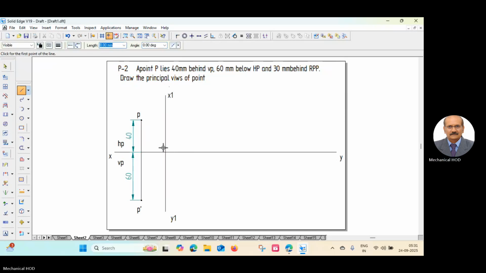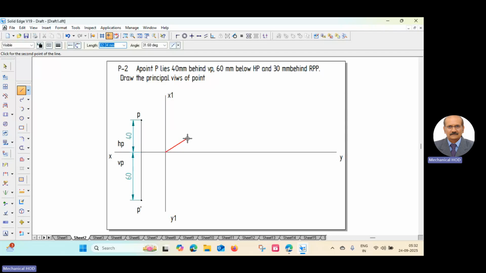Then you have to draw the 45-degree line to get the end view or the profile view. For that, at the point of intersection of the X1, Y1 and XY line. This is the point of intersection of the X1, Y1 and XY line. Scroll on this vertical line, get the endpoint symbol, left click on the mouse to select the point. That's the beginning of the 45-degree line.